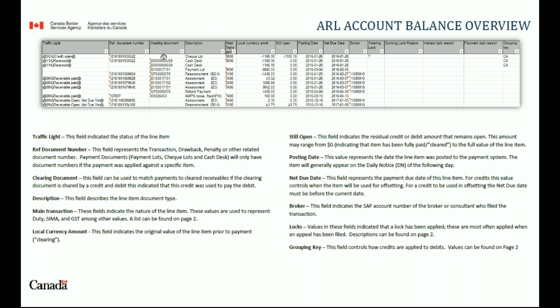If the item does not have a clearing document number, like you see in the first row here, you can also see that the amount is still open. This means that that check payment has not been used to offset any receivables, that has not been dispersed, and that credit is still available.